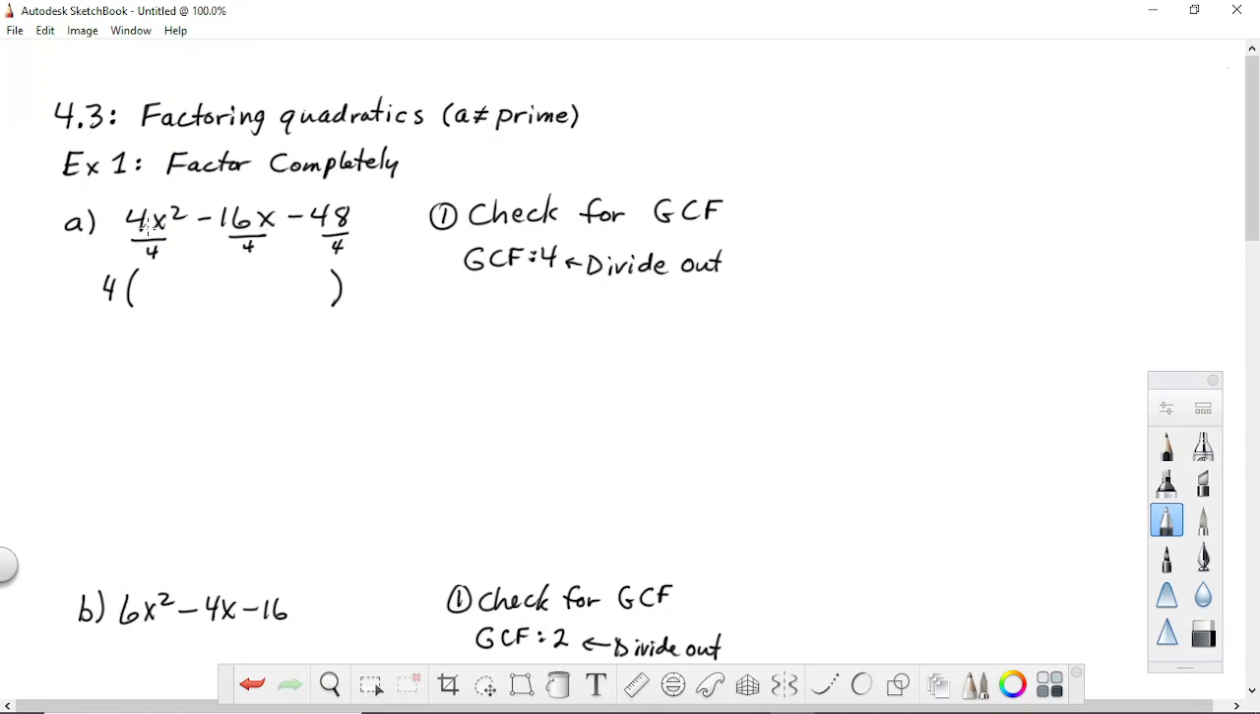So the first term, that 4 is going to cancel, so this is x squared. And the next term, negative 16 over 4 is negative 4, and the x is still there. And the last term, we're going to have negative 12. So we've now factored out the 4. And of course, now we just have to factor what's still in parentheses.